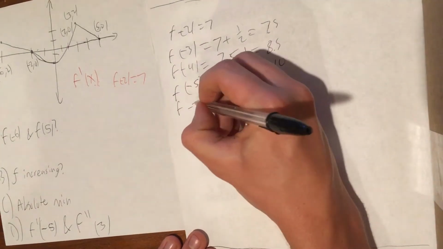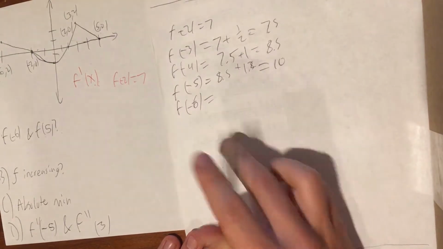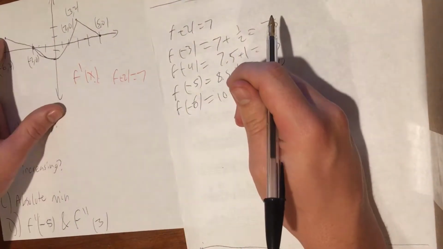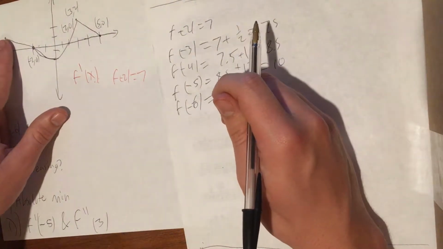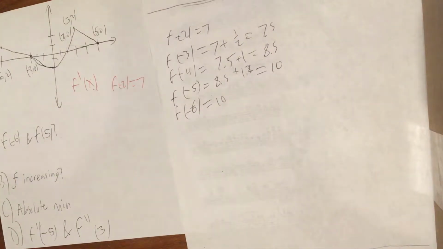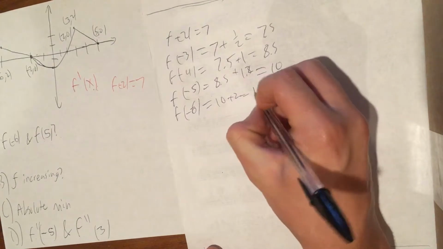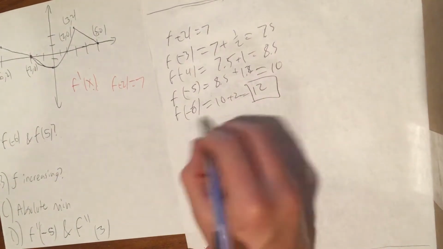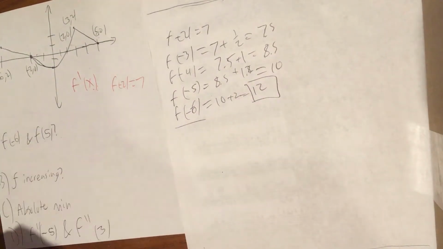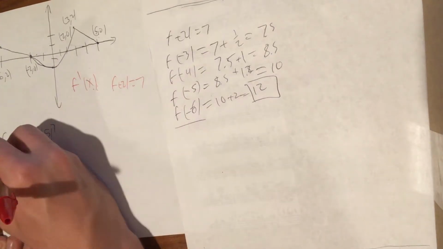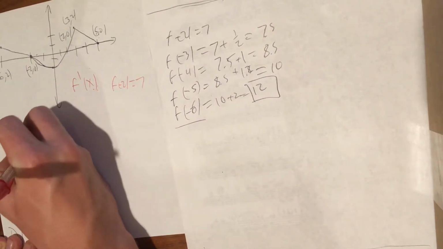And then for f of negative 6, which is what we're looking for, we have that 10 value plus the 2, which is the slope of the graph of f prime of x at negative 6, gives us 12, which is what we get for f of negative 6, sorry. So f of negative 6 here equals 12.